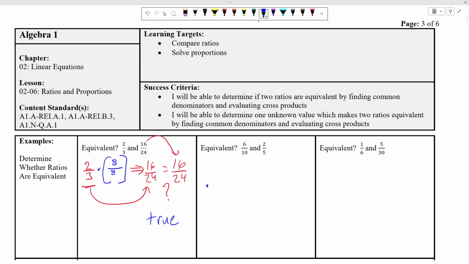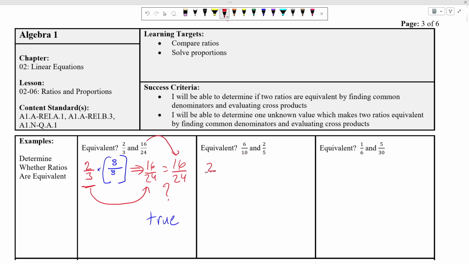We took advantage of the identity property of 1 to obtain common denominators. And that method there tells us they are indeed equivalent. All right, well, let's try this other one here very similarly.